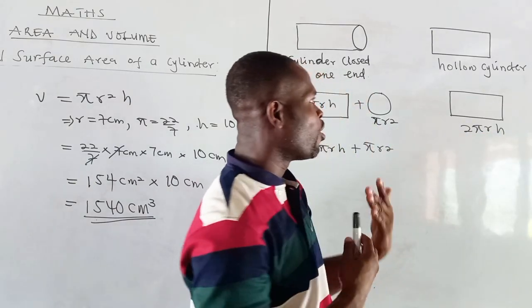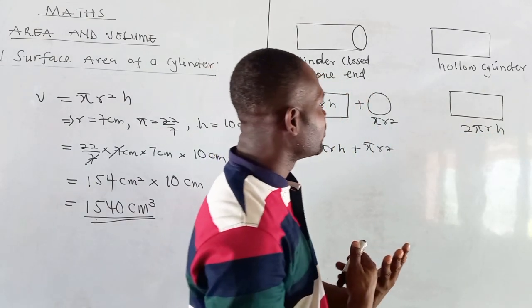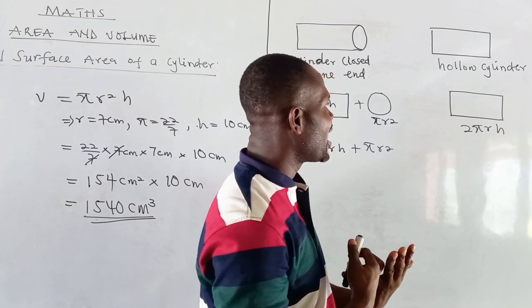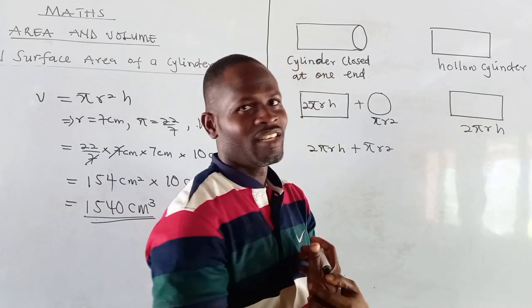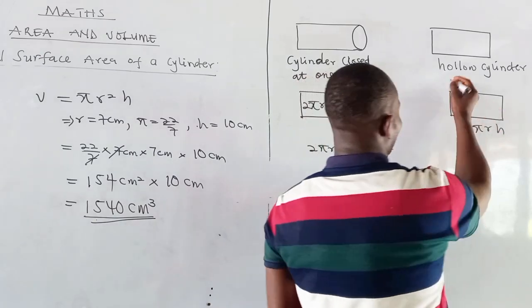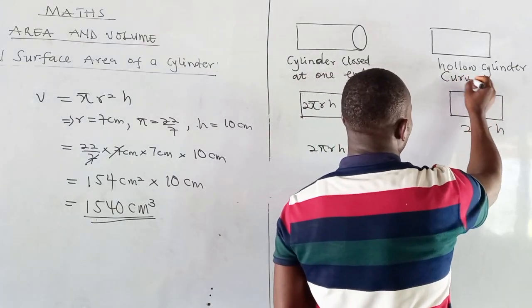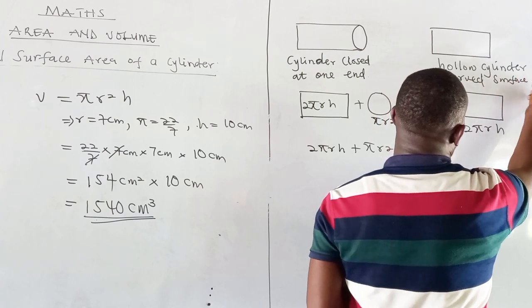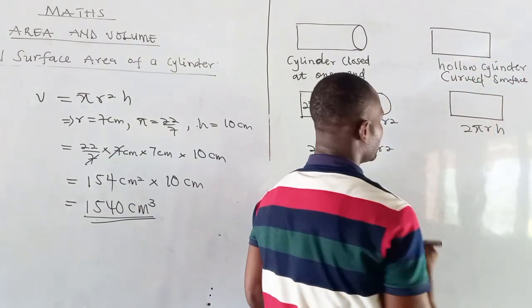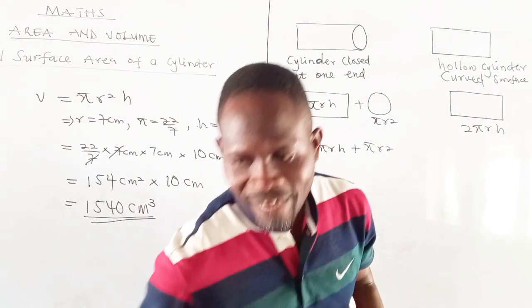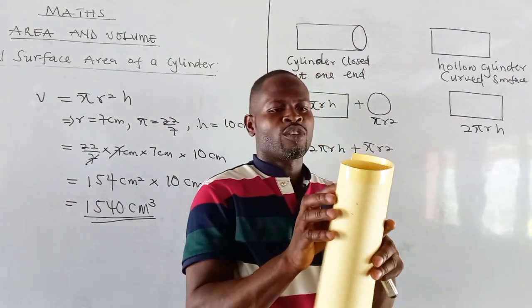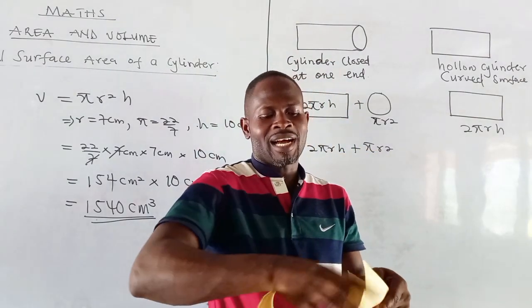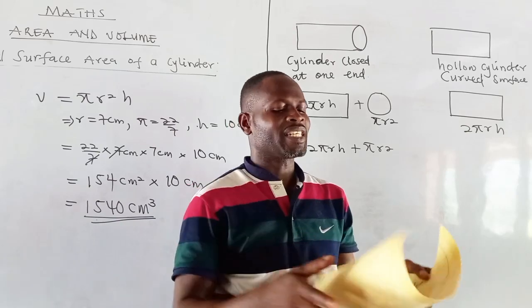Another name for the hollow cylinder's area is curved surface area. So this is the curved surface. Why do we say it's curved? When you open it, this side becomes the curved surface area.